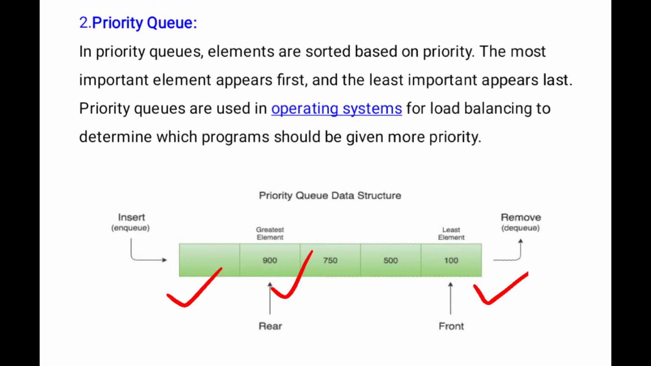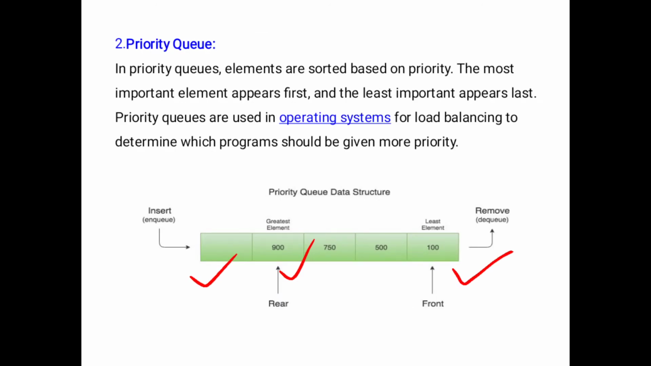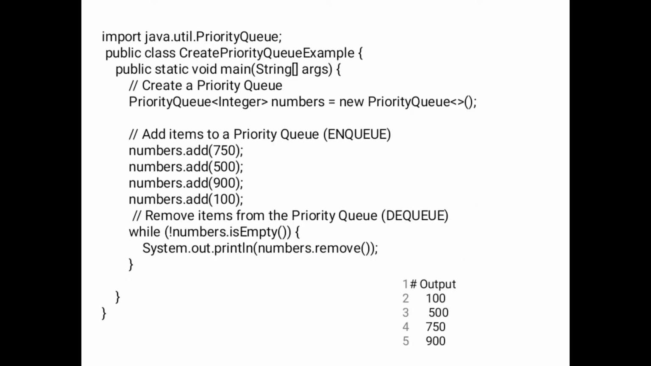So this is a priority queue. What is the main concept of a priority queue? All elements are arranged based on priority. Next, here is one example Java program to arrange the elements in order based on priority.